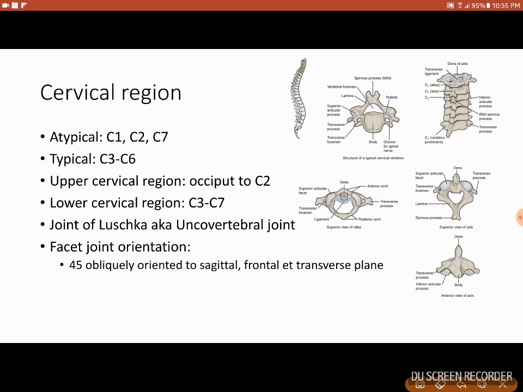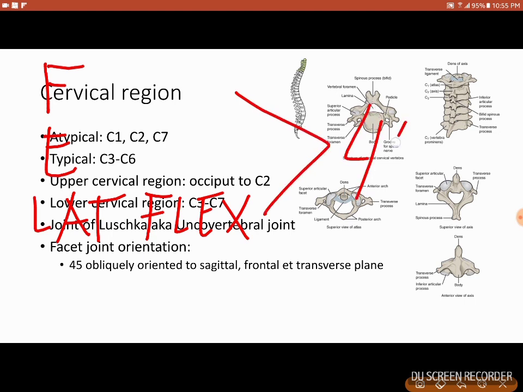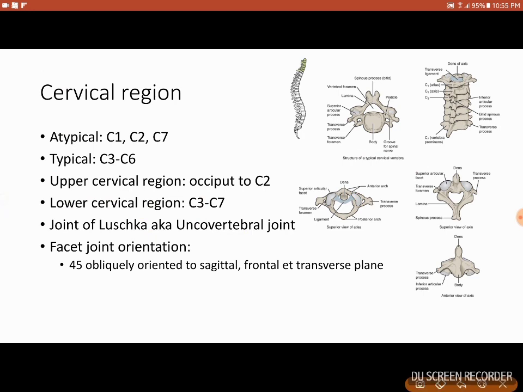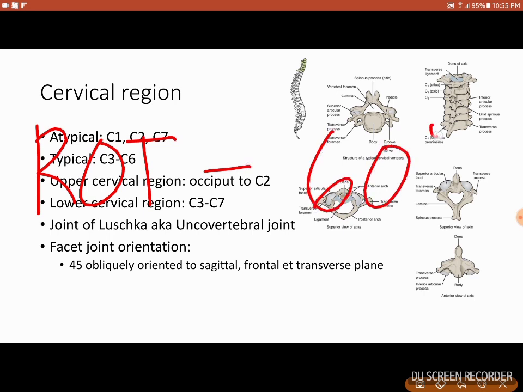So for easy memory work, the normal range of motion or ROM of flexion, extension, and lateral flexion is 45. And the normal ROM of rotation in the cervical spine is 60.